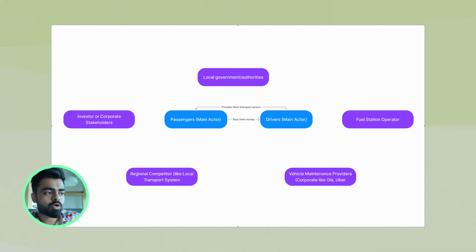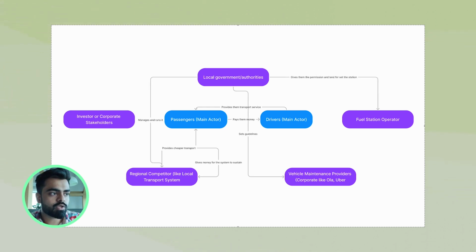Next, if I try to draw a relation between the passenger and the regional competitors, it is that the regional competitors like local transport, buses and all of these, or local trains also, are providing a cheaper transport to them, and the passenger is giving the money to these players. Next is the relation between the local government and other stakeholders. If you see over here, the local government gives permission to the fuel station operators, and the local government also regulates the vehicle maintenance providers.